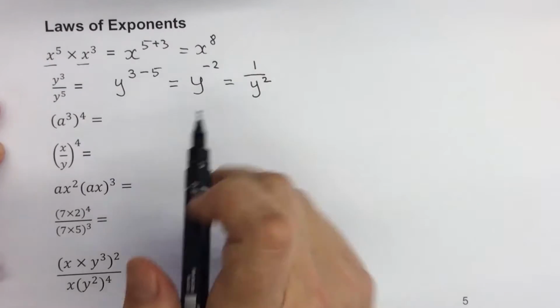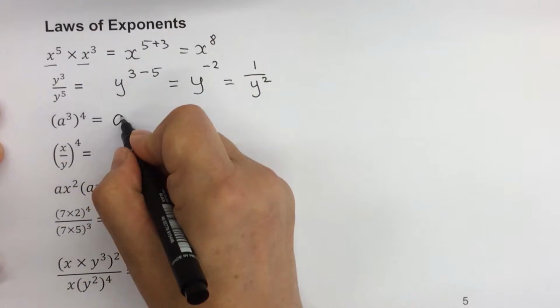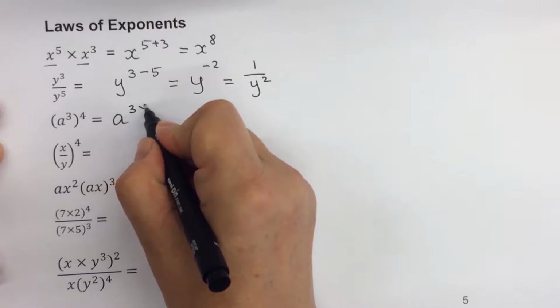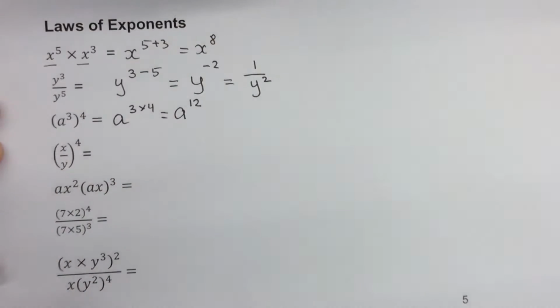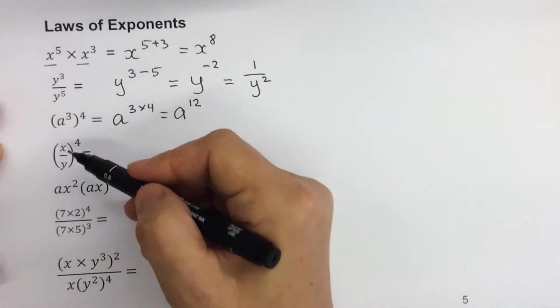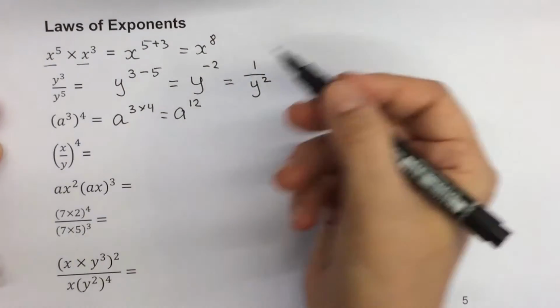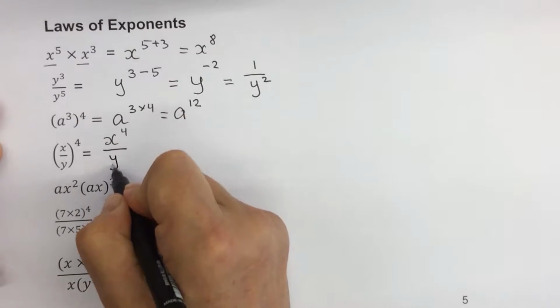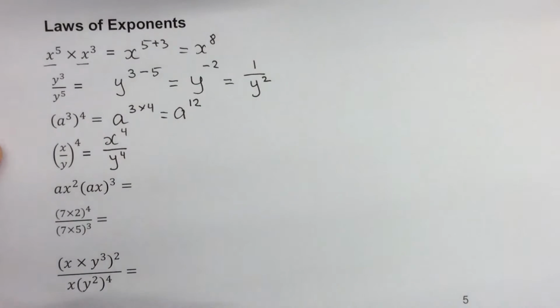Next example, a to the power 3 and then to the power 4 would be what? According to exponential laws, we have a to the power 3 times 4, which gives us a to the power of 12. Excellent. Now, x divided by y to the power 4, well, we know that would be simply the quotient of corresponding powers.